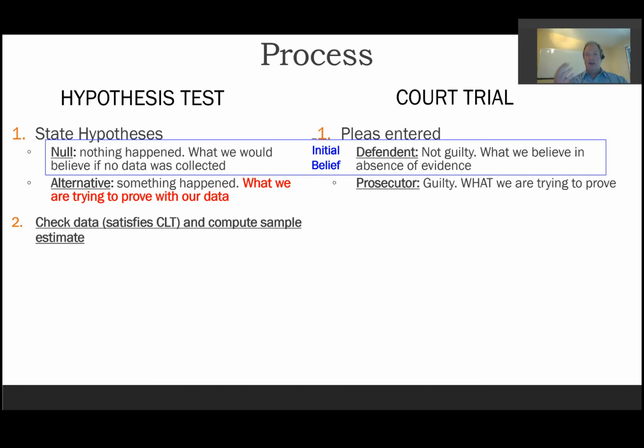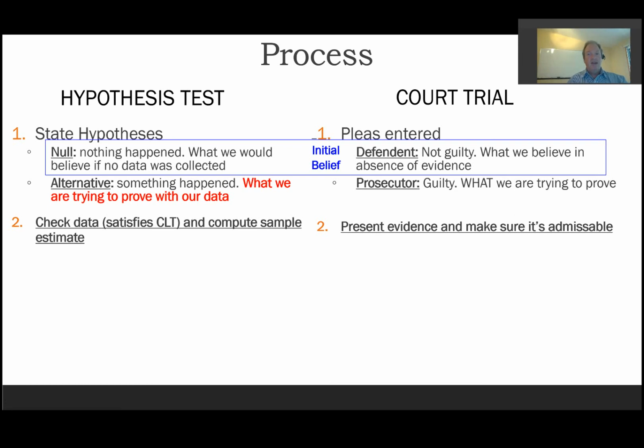The same way that we know in a criminal trial, there's some evidence, but is there enough to prove the prosecutor's case? What is the equivalent of that in a court trial? Well, evidence is presented, just like we compute our sample estimate, and we make sure that it's admissible, which is the equivalent of checking the central limit theorem conditions.